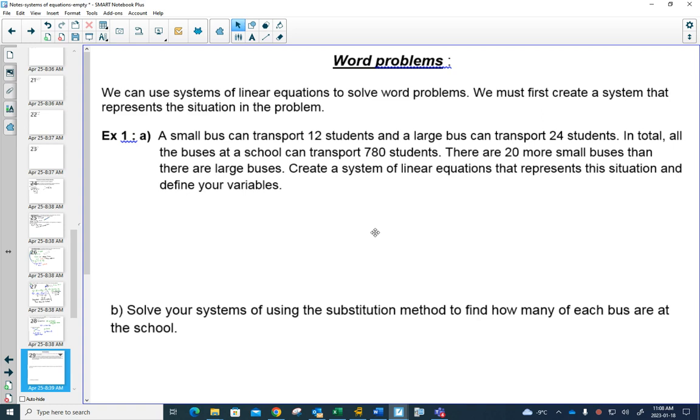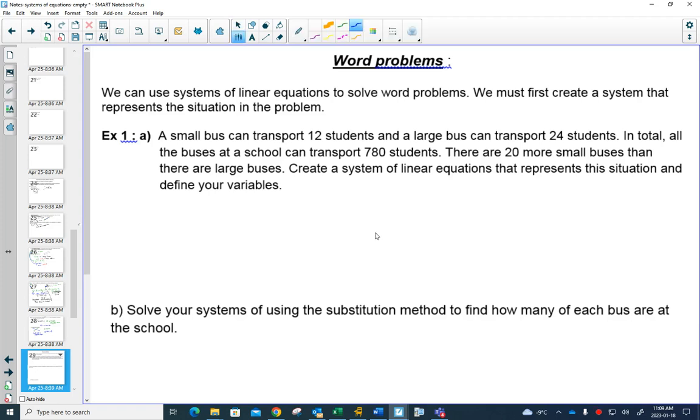Okay, so a small bus can transport 12 students and a large bus can transport 24 students. In total, all the buses at a school can transport 780 students. There are 20 more small buses than there are large buses. So it says create a system of linear equations that can represent this. So we're talking about small buses and large buses.